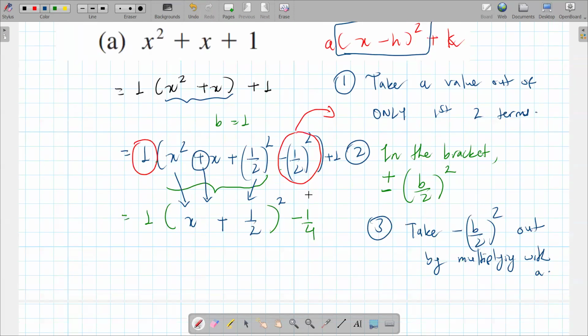So that times that is negative 1 over 4 plus 1. So it'll be 1 times x plus 1 over 2 squared plus 3 over 4. And that's the final answer. So if I asked you, where's the vertex of this quadratic, what would be the answer?